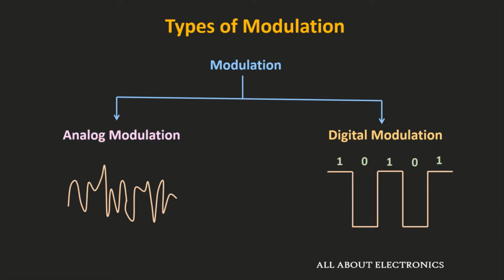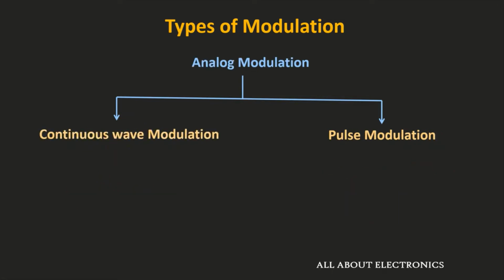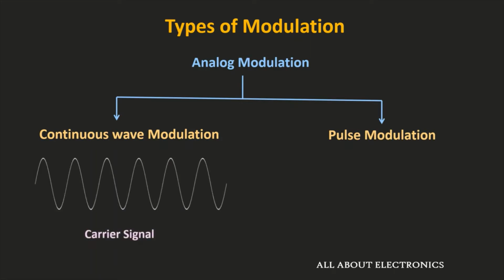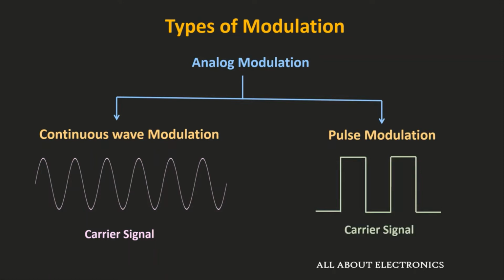So based on the type of the carrier signal, this analog modulation can be further classified into two categories, that is continuous wave modulation and the pulse modulation. So if the carrier signal is a continuous wave signal like a sine wave signal, then it is known as the continuous wave modulation. On the other hand, if the carrier signal is a pulse signal, then it is known as the pulse modulation. And first of all, let us see the different types of continuous wave modulation.